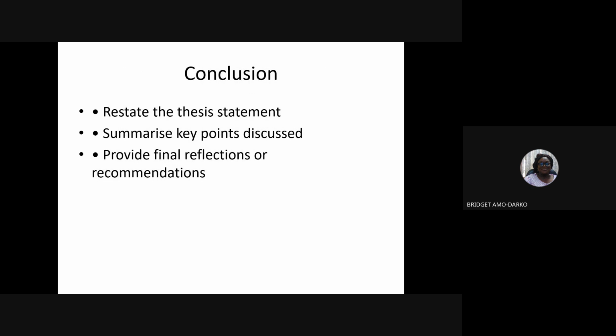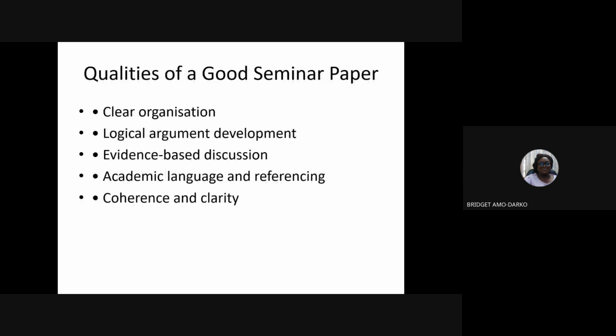So after the analysis, the last characteristic is the conclusion. You restate the thesis statement, summarize key points discussed, then provide a final reflection and recommendation. So, qualities of a good seminar paper. One, it has to have a clear organization, logical argument development, evidence-based discussion, then academic language and references. And also you have to enhance coherence and clarity.